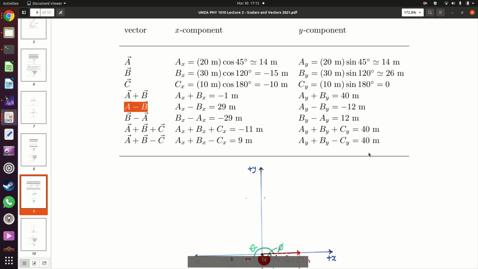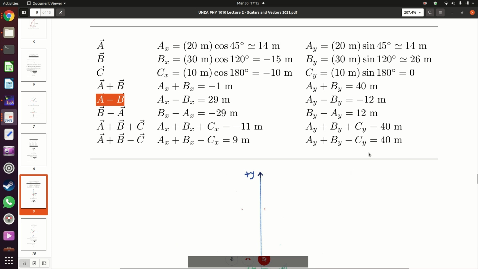Okay, so this evening we're going to shift our discussion to the remaining vectors. In this case, we're going to talk about b minus a. So we saw that the vector b minus a along the x direction has a size of minus 29 meters, and along the y direction, b minus a has a size of 12 meters.